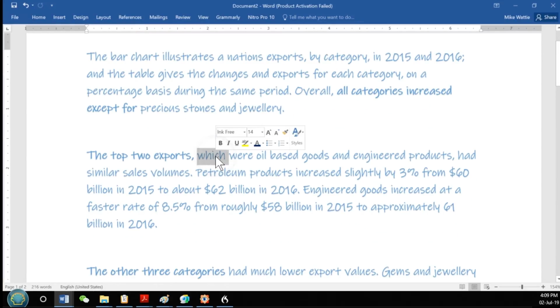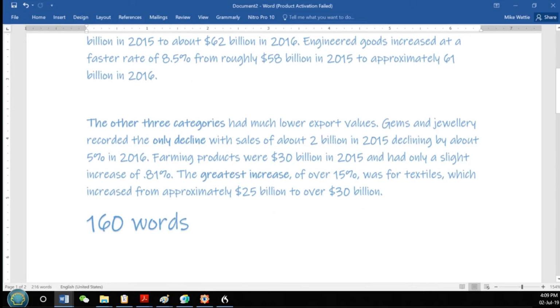Here, the use of the relative pronoun which helps our grammar. Why? Because it helps form a complex sentence, and this is what the examiner's looking for under grammar. They're looking for complex sentences. Complex sentences have a dependent clause and an independent clause. Again, another relative pronoun down here, again being used to add extra information about the subject.